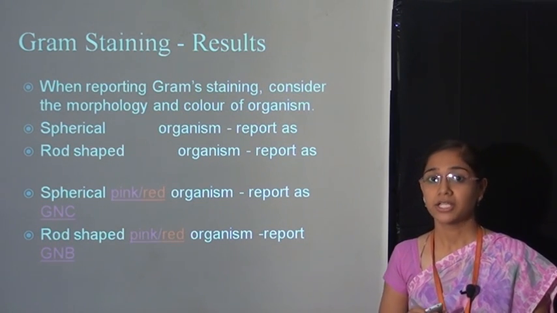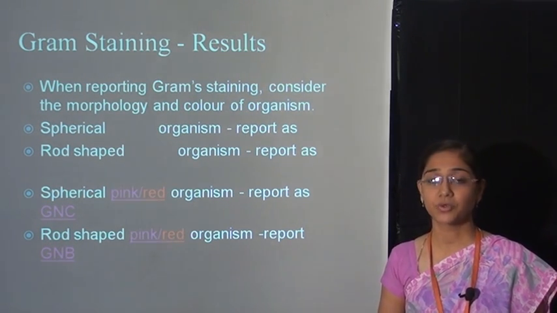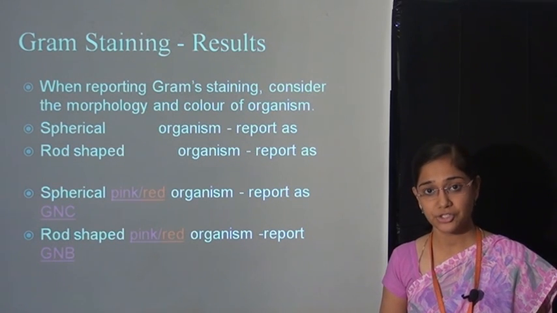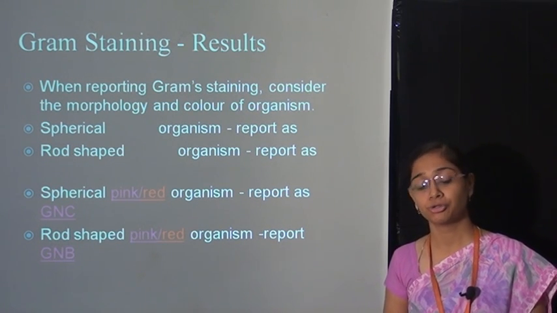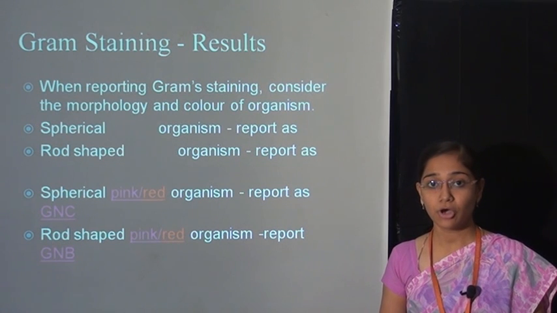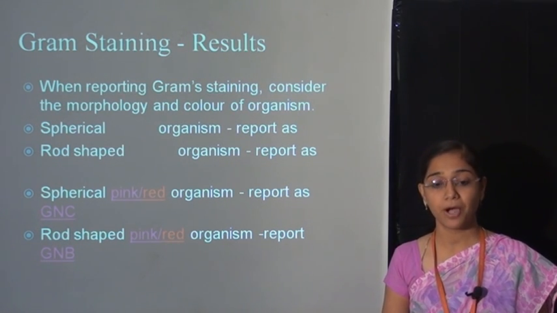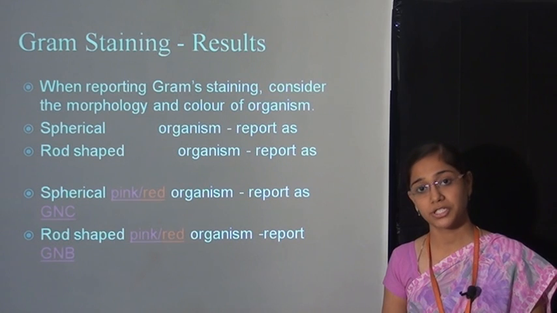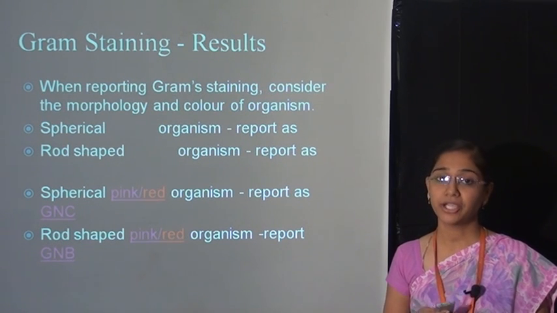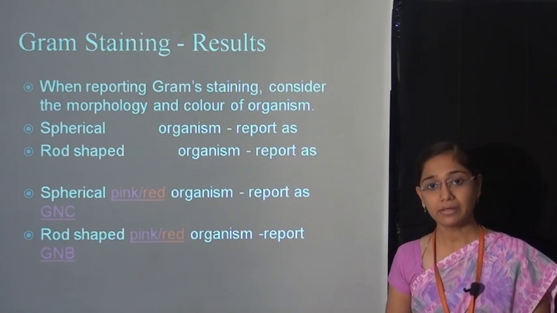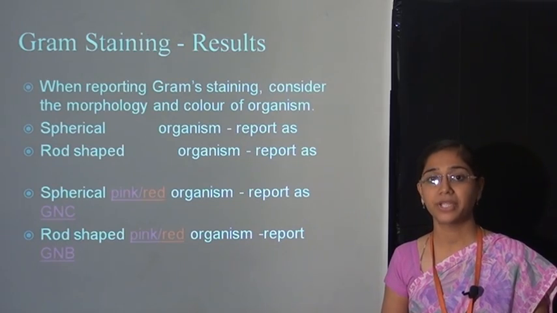One more time, there are two types of organisms: cocci, which are spherical in shape, and bacilli, which are rod shaped. If the microorganisms stain purple, they are Gram positive bacteria, and if they stain pink or red, they are Gram negative bacteria.